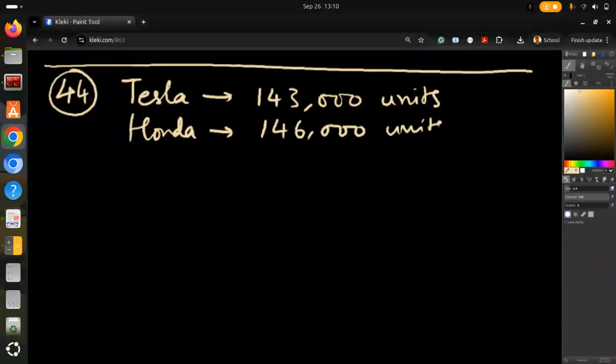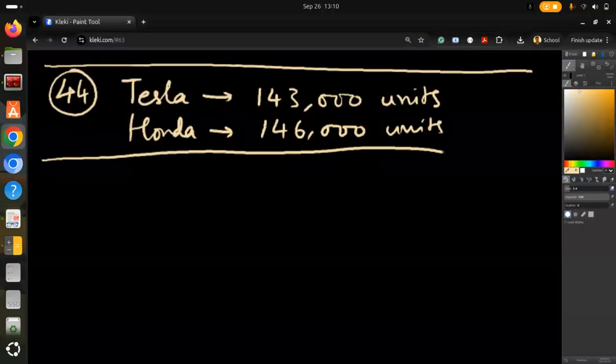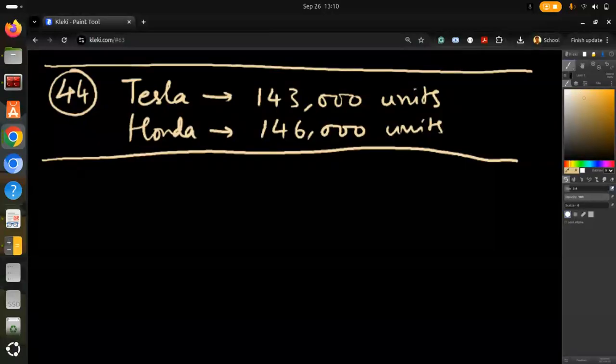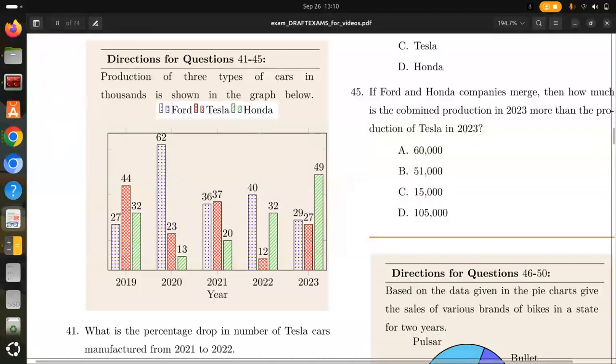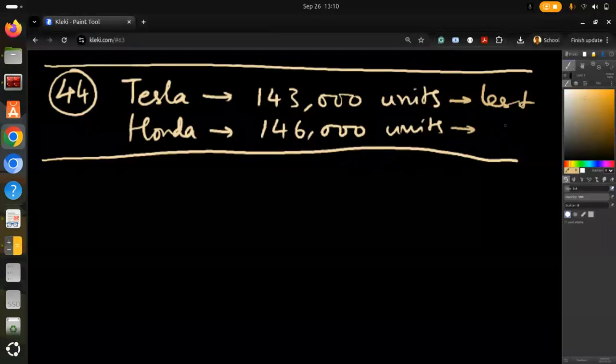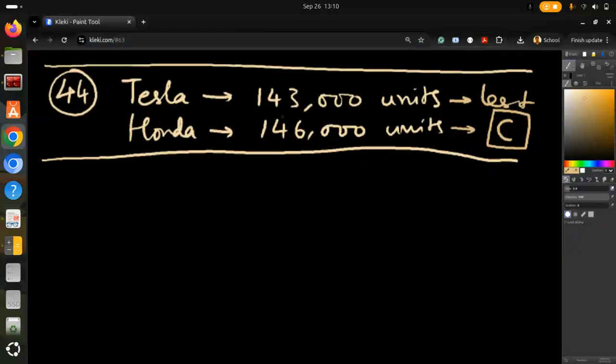Anyway, I am a little confident with my calculation, but in case you are doing it as a practice, please recheck the numbers and do the calculation once again. According to me, the least is Tesla actually. So Tesla is the least. So therefore, what is the answer for question number 44? Here we can see option C, that is Tesla, which is the least. So that's very close actually.